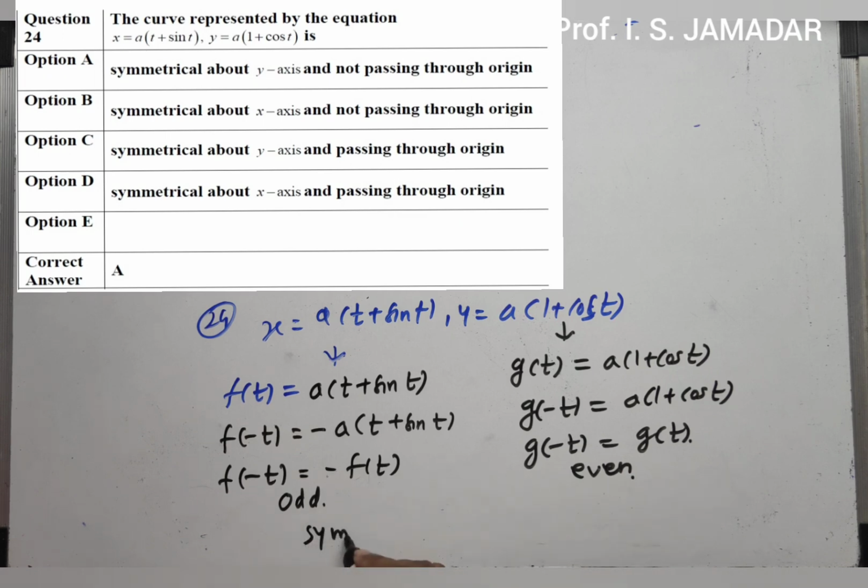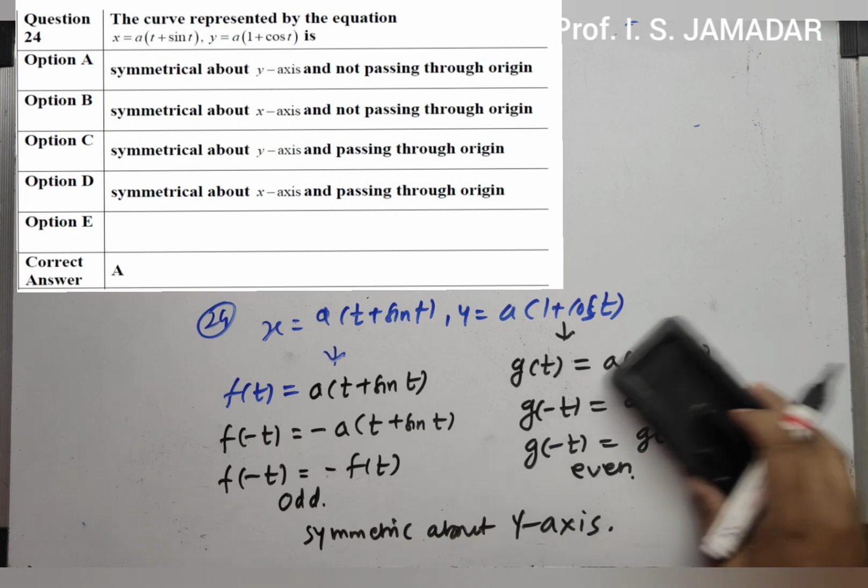It means curve is symmetric about y-axis. If we see the options, option A and option C are giving the symmetry about y-axis. So we have the answer from option A or option C. Just we have to check whether the curve is passing through origin or not passing through origin.